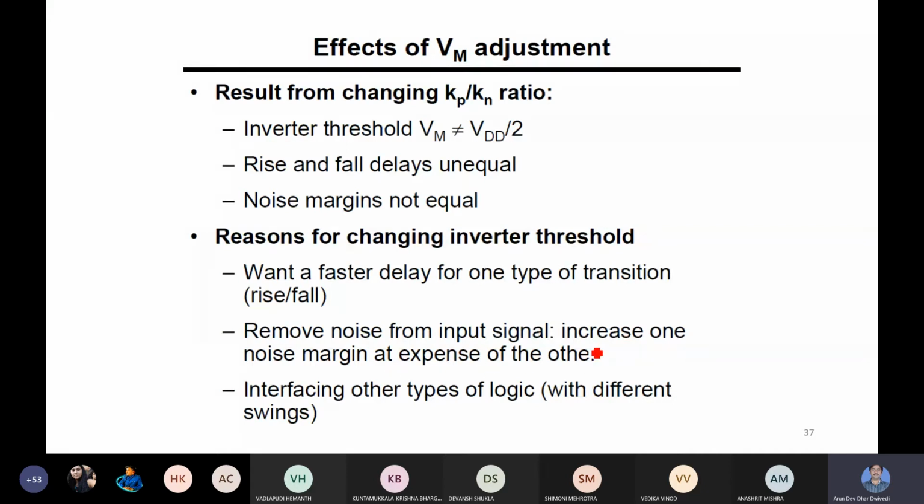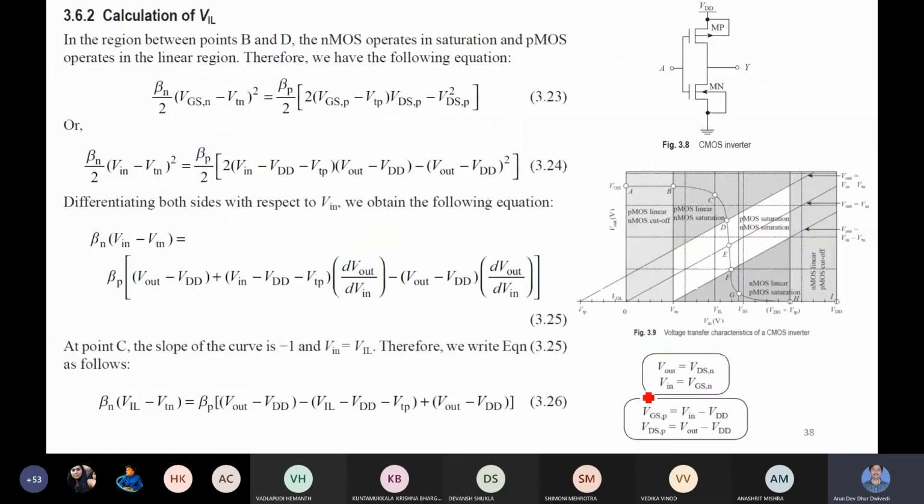Generally noise margin high and noise margin low will be almost equal, but they can be unequal. If you are increasing one noise margin, then the other will be decreasing. So at the expense of one, you can increase the other, noise margin high or noise margin low. And interfacing with different logic with different swing levels. So these are a few requirements.